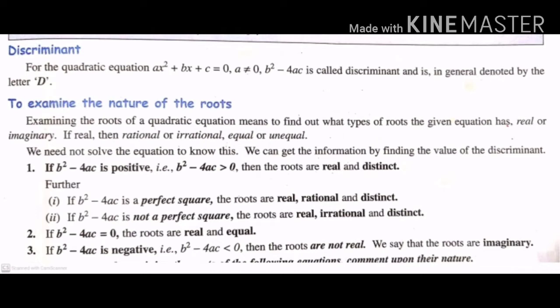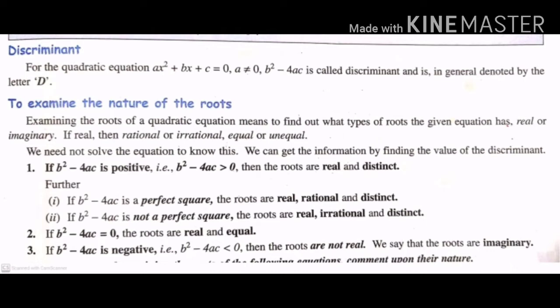So here, examining the roots of a quadratic equation, how do we find out whether they are real or imaginary, rational or irrational? For that, you see number 1 is written: if the value of b² − 4ac, that is the discriminant value, is positive, positive means always greater than 0, then the roots are real and distinct. You have to remember this, students: b² − 4ac greater than 0 means the value is positive.